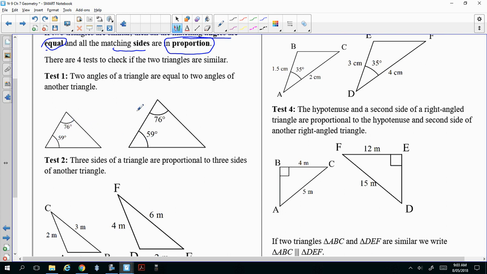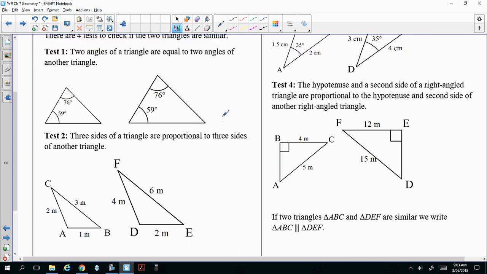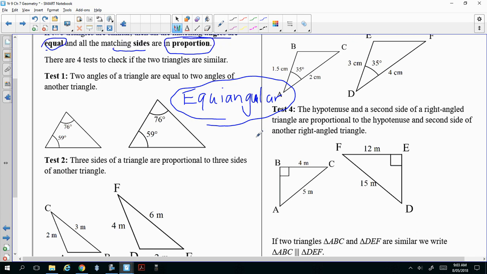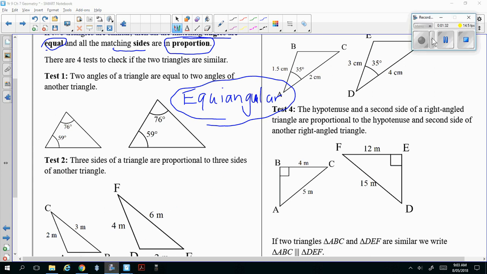Why do we need only 2? Because if I know 2 angles are the same, the third one must be the same by the angle sum of a triangle. So if you can prove 2 pairs of angles equal, we say the triangles are similar. That's one test. The short way to do that is to write equiangular. In a test, you write equiangular to indicate all angles are equal. Just remember this word, equiangular. Equal angle, so it becomes equiangular.